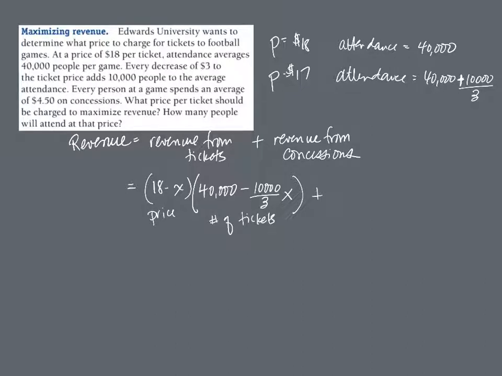Then my revenue from concessions is going to be each person is spending $4.50, so the total amount I'm raising from concessions is that per person amount times the number of people. And again, I'm going to use that 40,000 plus 10,000 divided by 3 times x, right? Okay, so now we've got a revenue function.